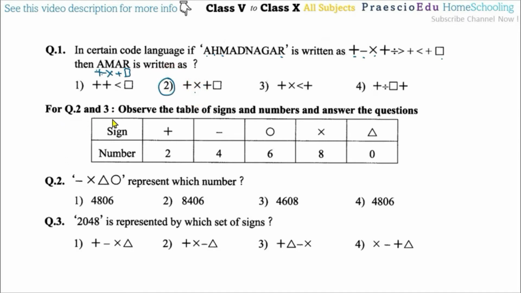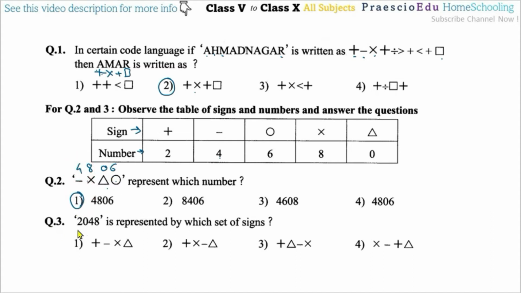Then question number 2 and 3: observe the table of signs and numbers and answer the questions. Here the signs are given and the numbers are given, so with respect to this, we have to solve question number 2 and 3. In this one, which number does this represent? This sign means 4, this cross sign means 8, this triangle sign means 0, and this circle means 6, so 4806, and this is given in option number 1.